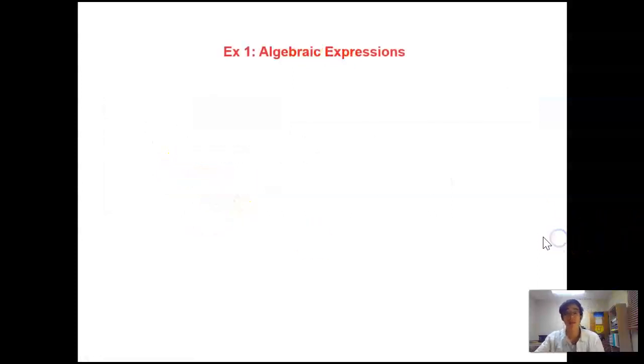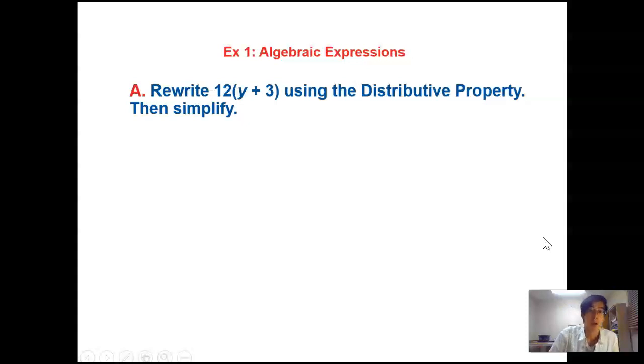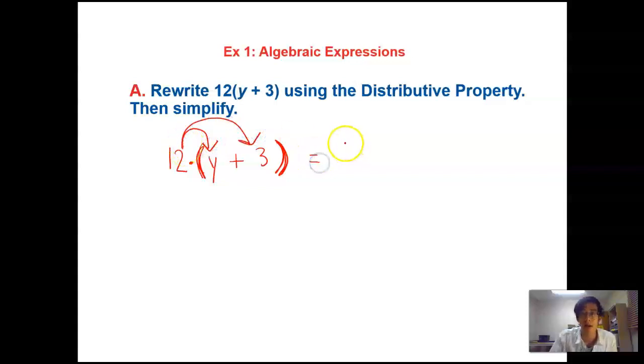So let's do an example so that it is easier to understand. I want to rewrite this using the distributive property and then simplify. So I'm going to write it out right here. You have 12 being multiplied by this entire quantity in the parentheses. That means 12 is going to be multiplying times y and positive 3. So I could write it out like this: 12 times y plus 12 times 3. And then I'm going to simplify it.